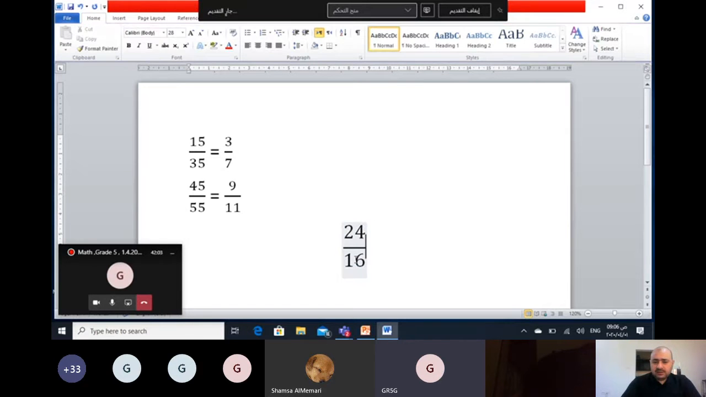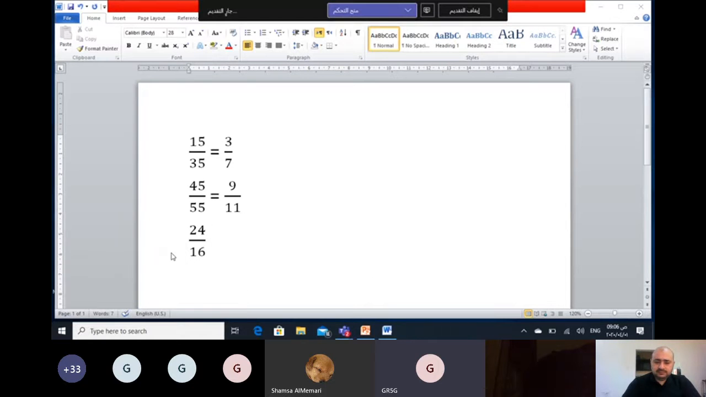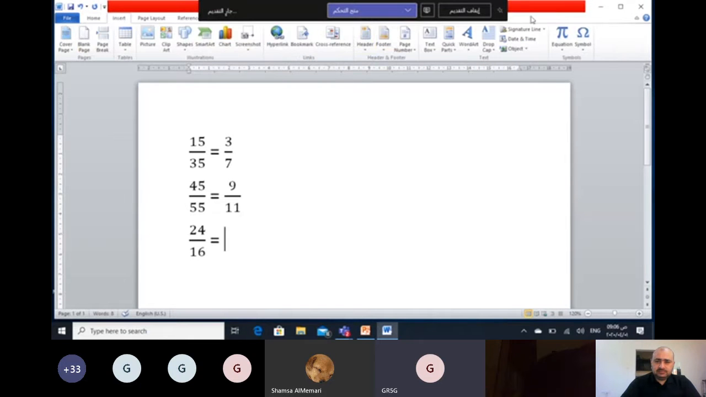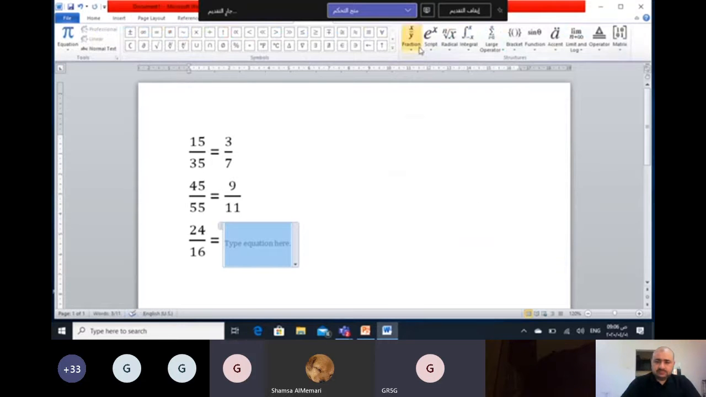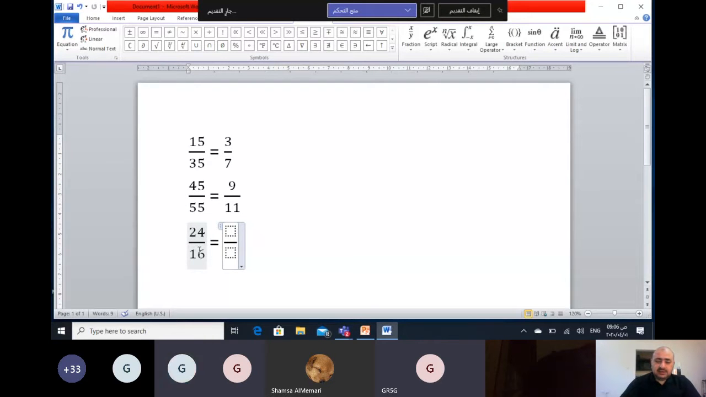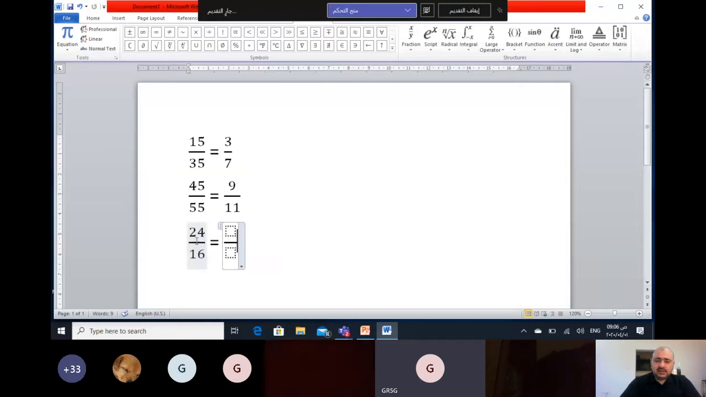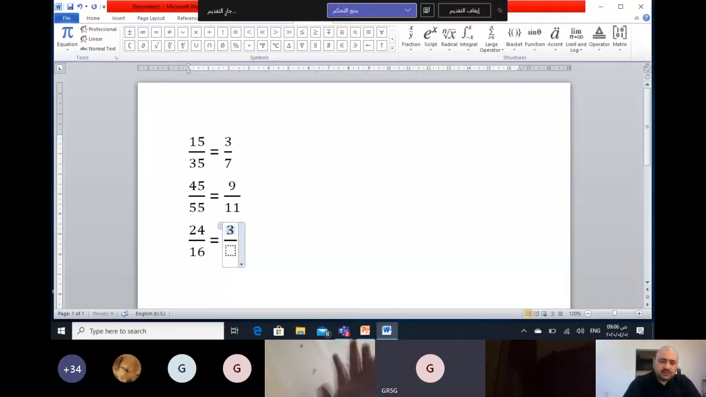Try to write this fraction in simplest form now. Three over two. What is the GCF here? It's eight. Excellent. The GCF equals eight. Now 24 divided by eight will be three, and 16 divided by eight will be two. Or six over four.